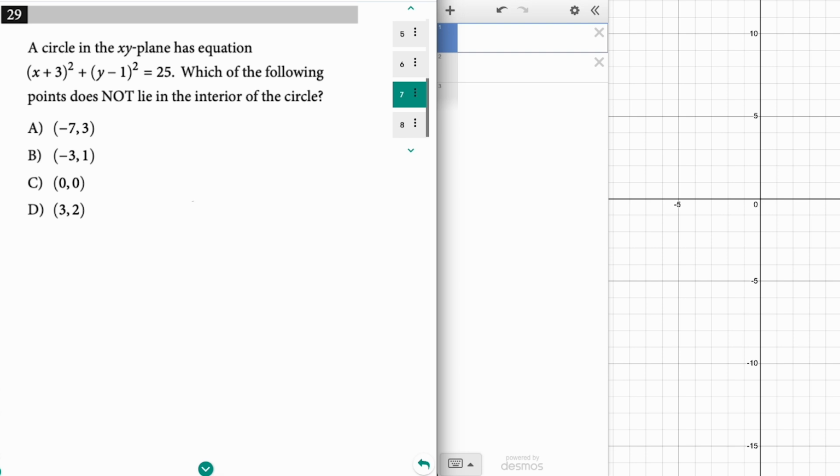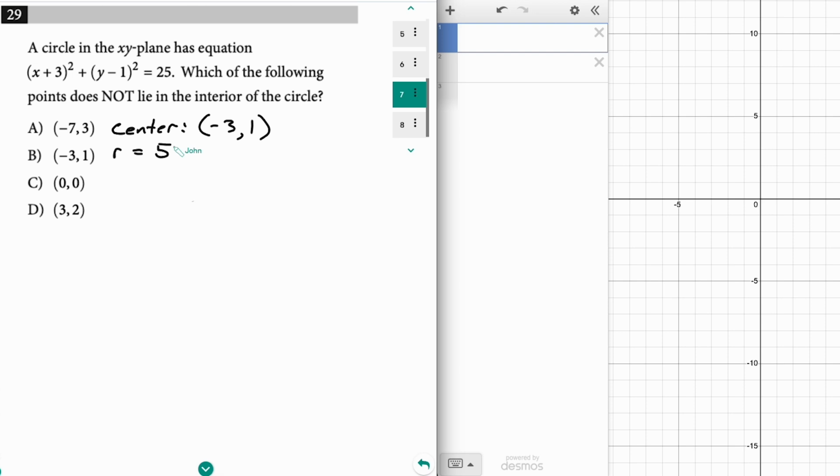A circle in the xy plane has equation x plus 3 squared plus y minus 1 squared is equal to 25. Which of the following points does not lie in the interior of the circle? A good start is always to identify the center and radius of the circle given. So here we have -3, 1, and r is equal to 5.